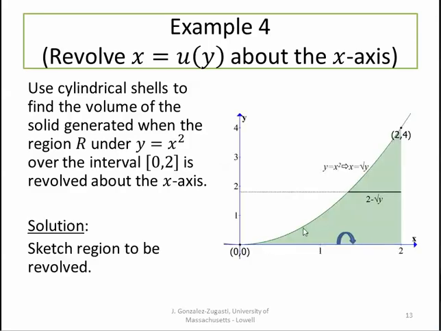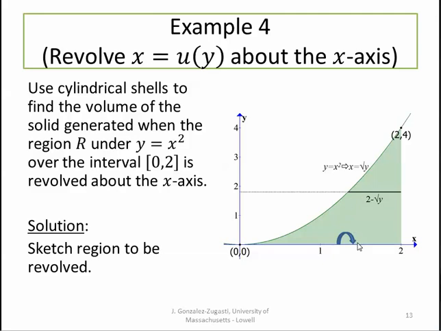Here's the curve y equals x squared over the interval 0 to 2, and we're going to revolve it around the x-axis. So this time I'm revolving around the x-axis. I want to use cylindrical shells. So to get a shell, when I turn it around this way, I've got to make my slices here perpendicular to the y-axis. Now what do I need to know? I need to know my radius. My radius is the distance from the slice, which is at y, to the x-axis. So my radius is y.